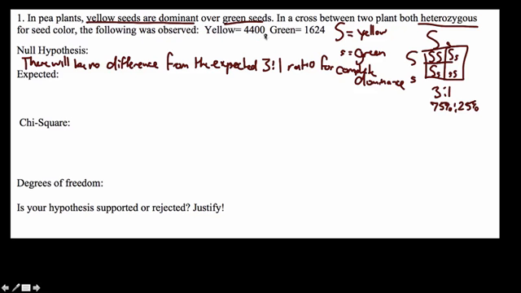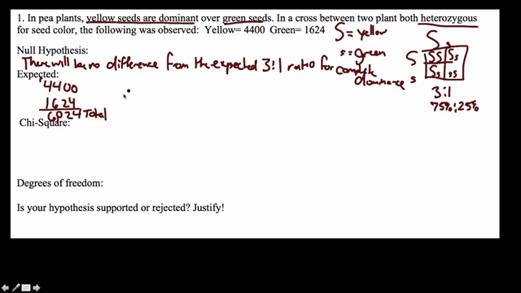So in order to do this, we have to look at what we actually observed. So there was 4,400 yellow and 1,624 green. So if we add that together, we get 6,024. Okay, so that's the total amount of offspring that were born. And we want to see, okay, if there is a 3-to-1 ratio, 75% yellow, 25% green, then we have to take this total and multiply it by those numbers.